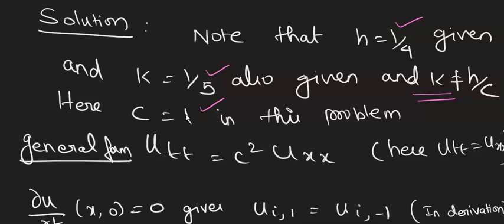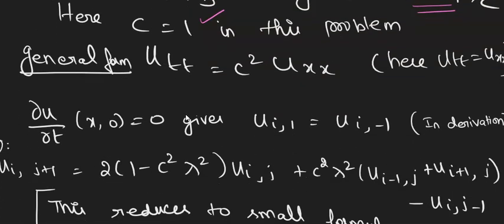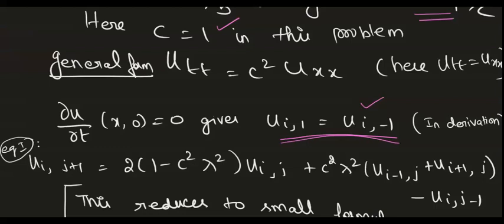Utt is equal to c square uxx is the general form. I told you, del u by del t of x comma 0 means u of i comma 1 is u of i comma minus 1. This we have done in the derivation. We don't have the derivation in the syllabus, so we'll just take this: u of i comma 1 is u of i comma minus 1 if del u by del t of x comma 0 is equal to 0. We are going to use this in the main equation.